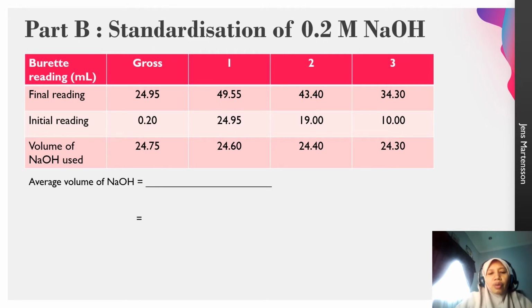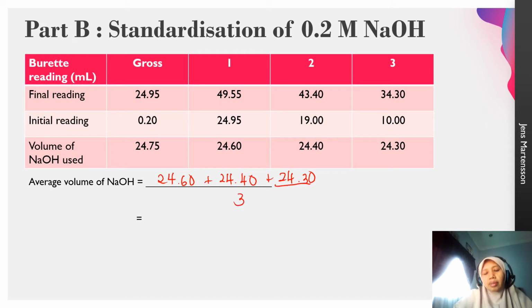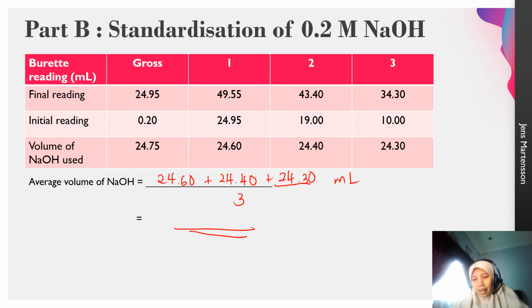So we have 24.60 plus 24.40 plus 24.30 over 3 milliliters, and you calculate what you get. Alright?